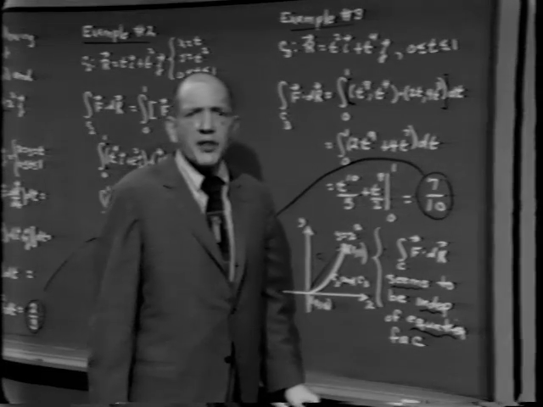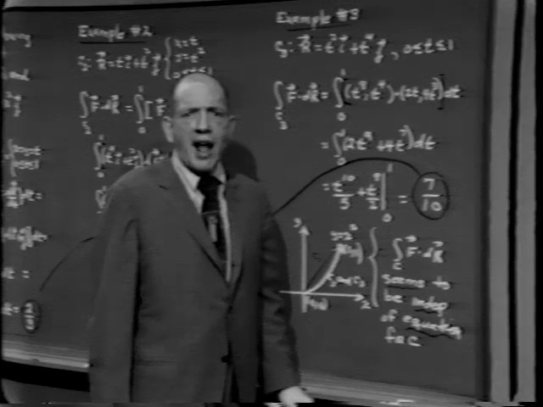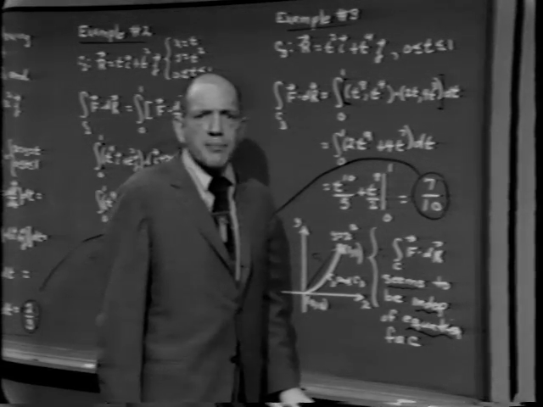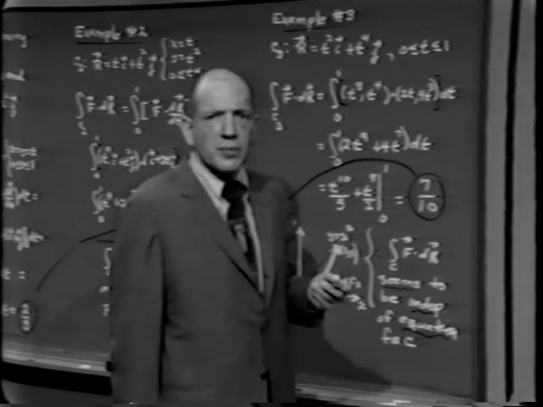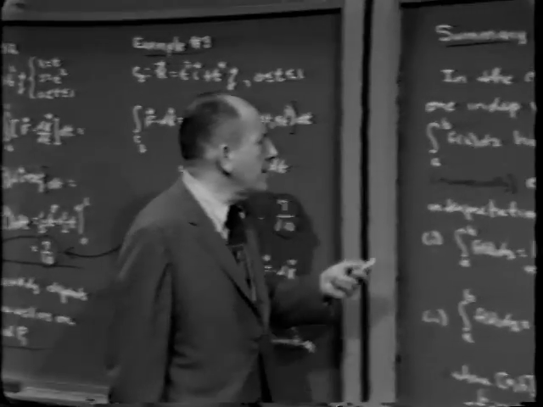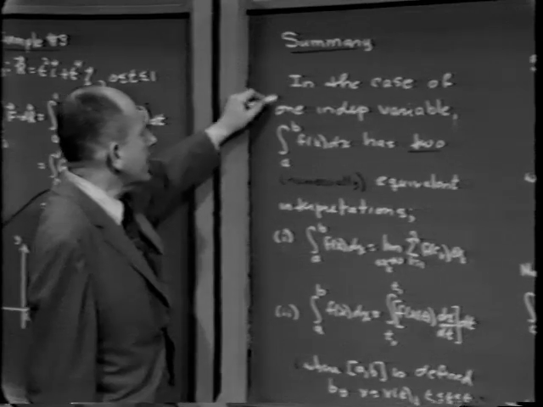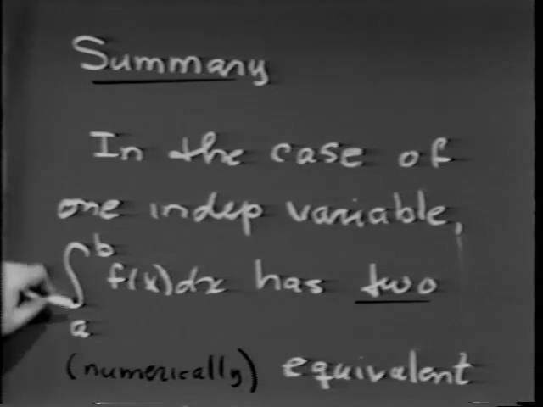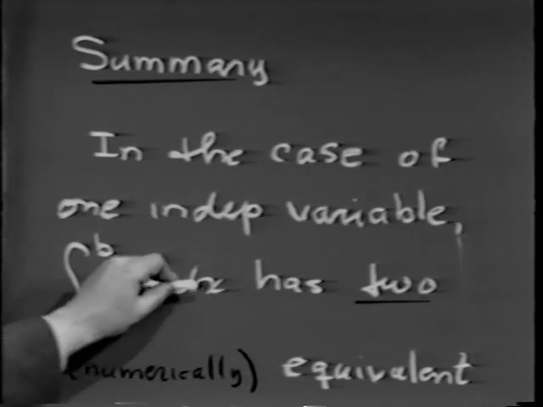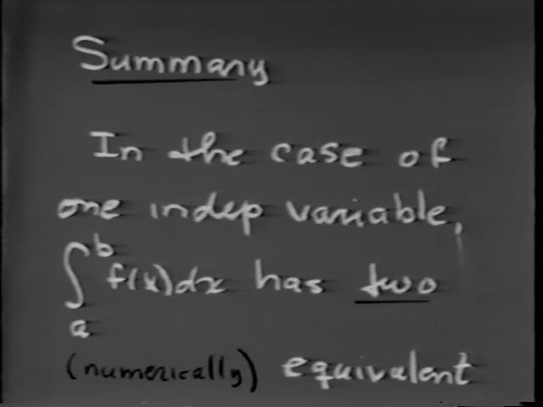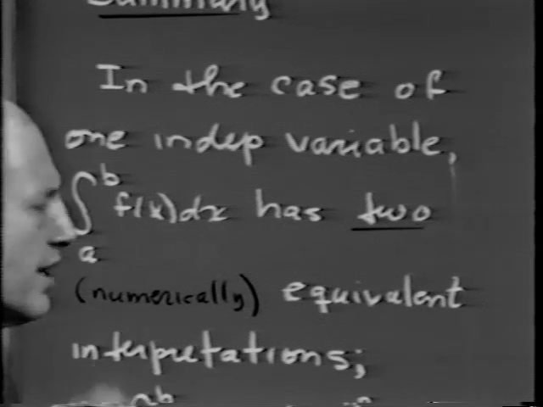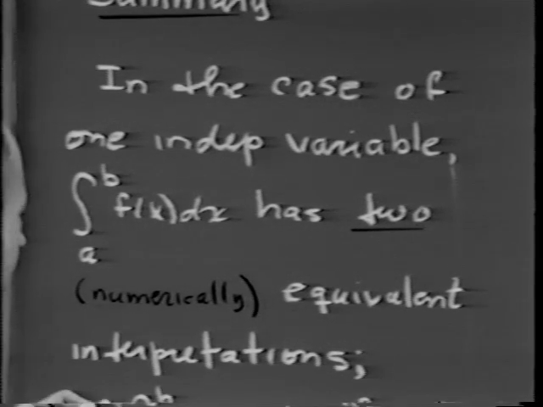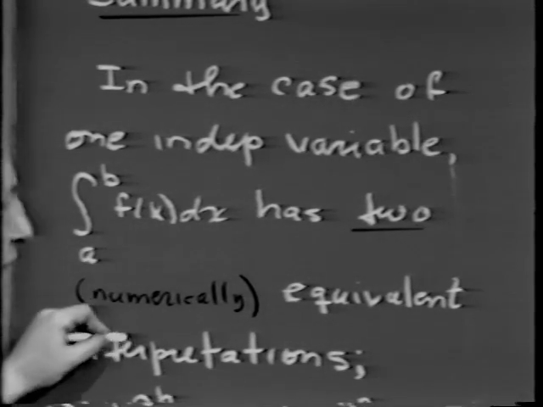At any rate, I think we're in position now to start an overall summary, going right back to the very crux of the problem as to why line integrals and multiple integrals exist. Namely, in particular, in the case of one independent variable, the integral from a to b of f of x dx has two equivalent interpretations. And by equivalent, I mean numerically equivalent. You get the same answer. They are not equivalent philosophically.